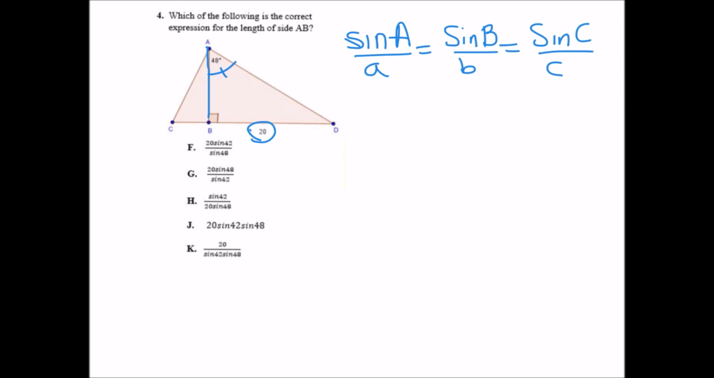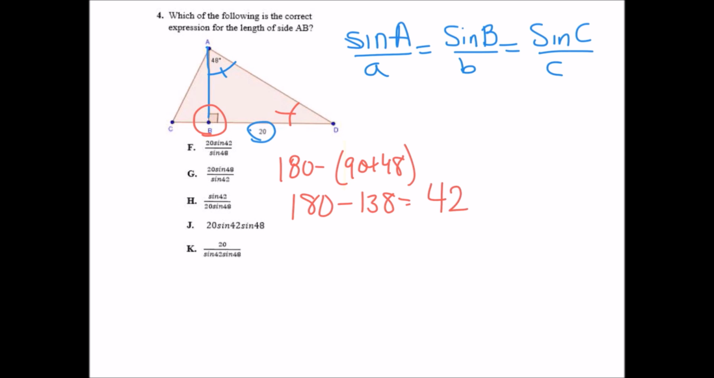So we can use that and set this problem up. But before we do that, we have to know the measure of this angle right here. We know this angle is 90 degrees, and we know this is 48. So it's really going to be 180 minus 90 plus 48, or 180 minus 138, which equals 42 degrees. So this angle in here is 42 degrees.